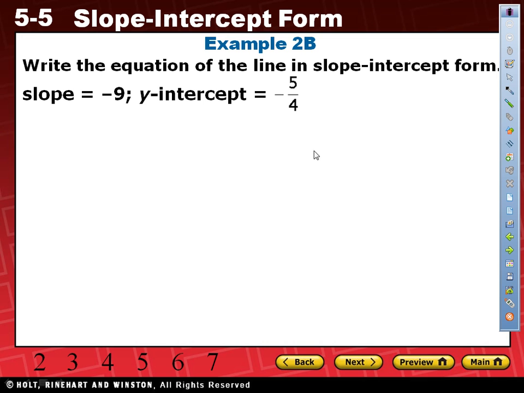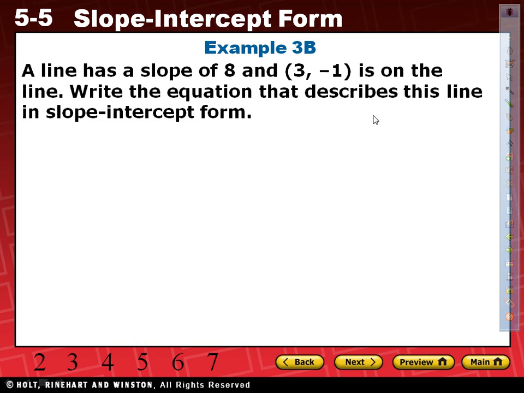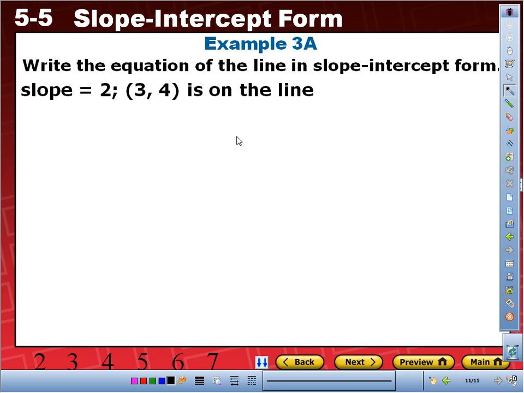Copy this one down. Example 3A. You don't need to copy the information. Copy just the slope and the point. In this one, you do not know how to do it, so I'm going to show you how to do this one. Copy this info, the slope and the point. Pens down, eyes up here.